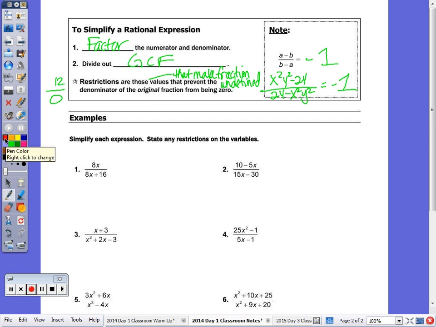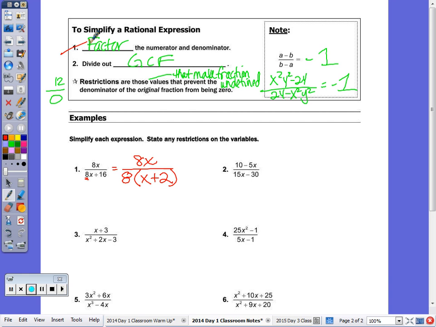Number 1, the directions say to simplify each expression and then also state the restrictions. So to simplify, we factor. Can we factor 8x? Remember to always check for GCF first. Can't factor a monomial, so I bring that over. The expression 8x plus 16 has a GCF of 8. Always check the smaller number, and if that divides into the larger, then that's the greatest. So it's 8 times x plus 2 in order to distribute to get 8x plus 16. Now, so that's step number 1.